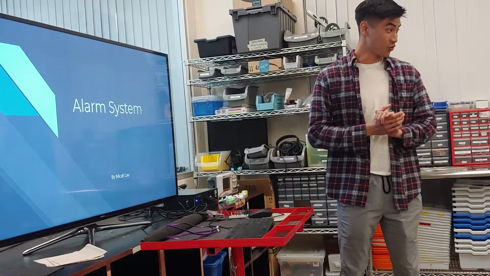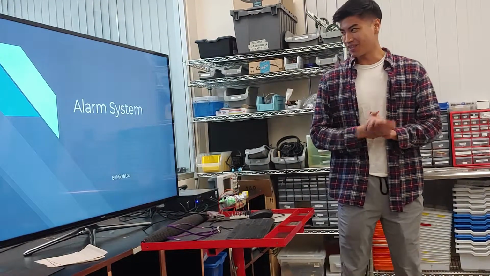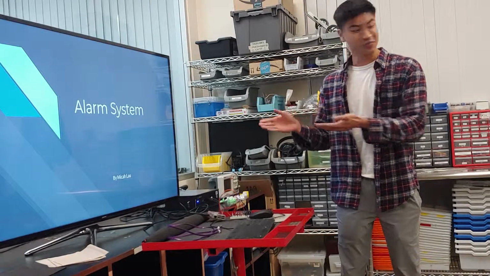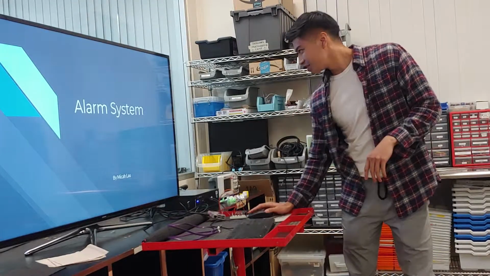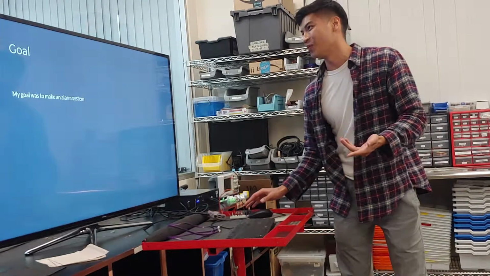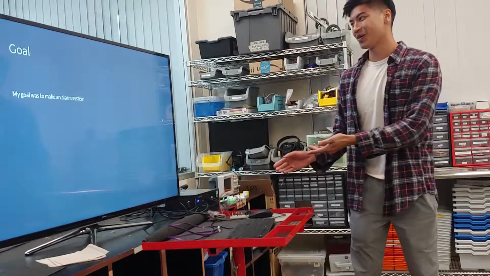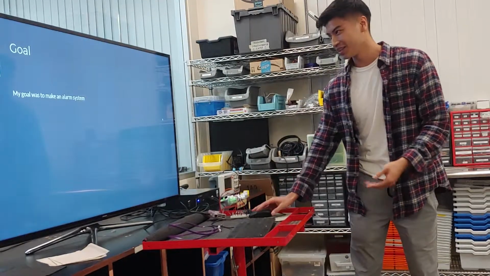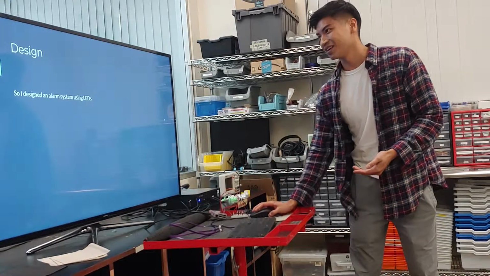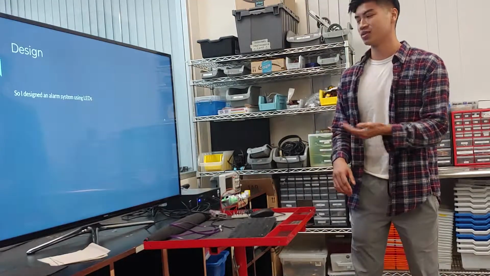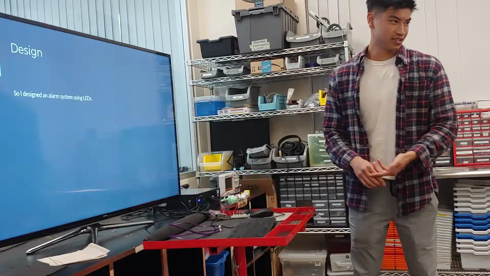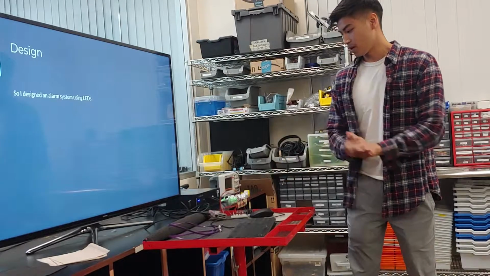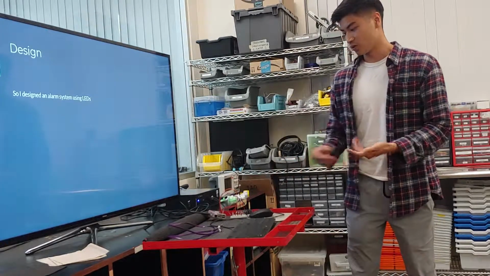I'm a new mentor, and so I made a really simple project, an alarm system, and here it goes. My goal was to make an alarm system, pretty straightforward. And then I designed an alarm system using LEDs, an ultrasonic sensor, with the breadboard, and also with the Raspberry Pi.